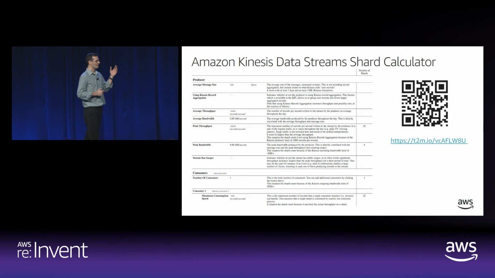So this is the calculator that we implemented. It is open source. I would encourage you to go check it out. Basically, it's a web form in which you input the numbers that describe your Kinesis stream, things such as the average message size, the average throughput, the maximum throughput, etc. And it's going to recommend the optimal number of shards that your stream should have.